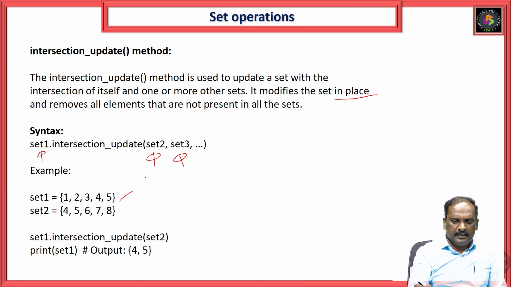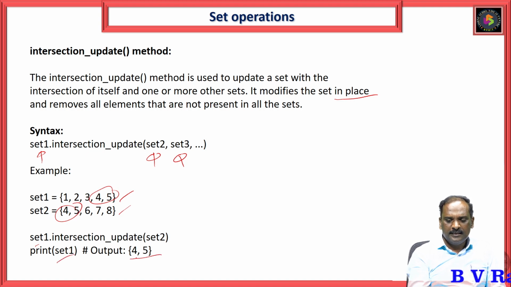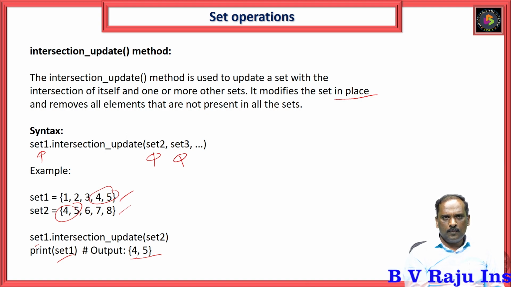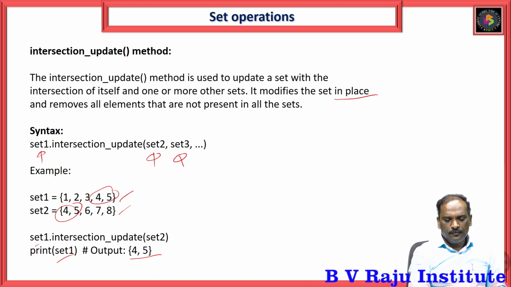Here set 1 contains 1, 2, 3, 4, 5, and set 2 contains 1, 4, 5, 6, 7, 8. Which are the common elements? The common elements are 4 and 5. Since intersection underscore update will not return a new set, the modification is done in the calling set. The calling set here is set 1. Set 1 dot intersection update of set 2. So when I display the original set or the calling set, it will contain only the common elements, 4 and 5.